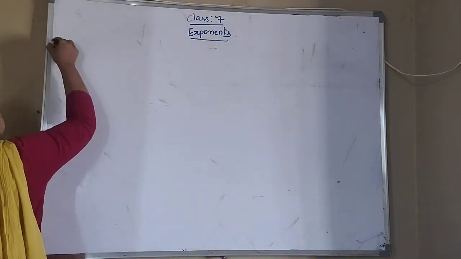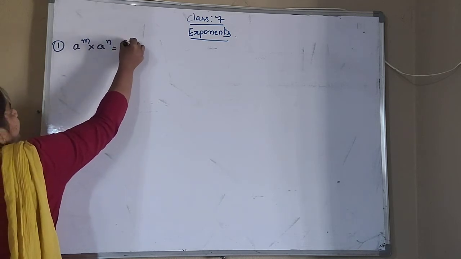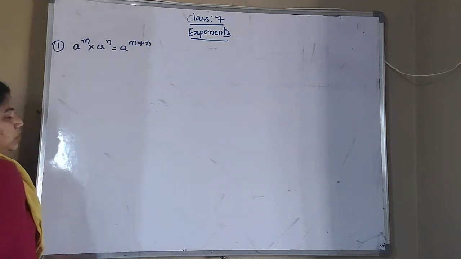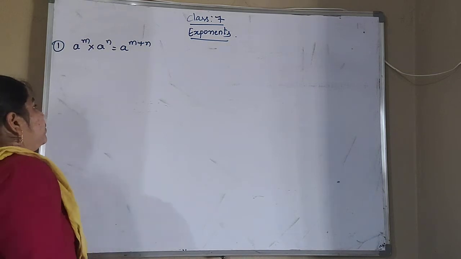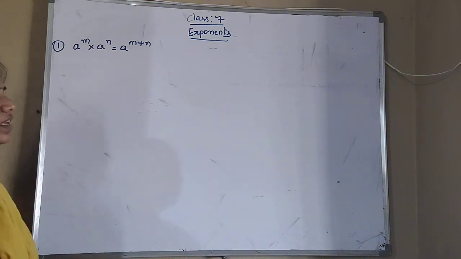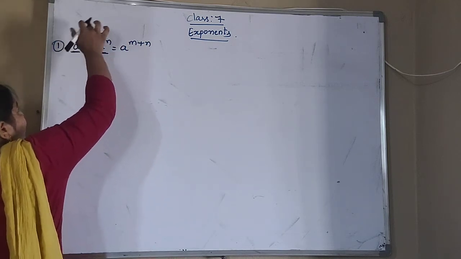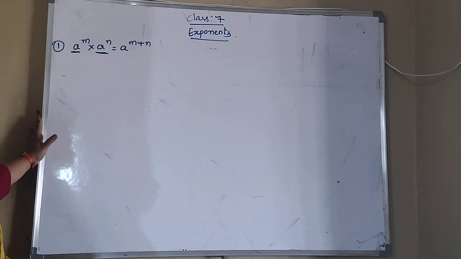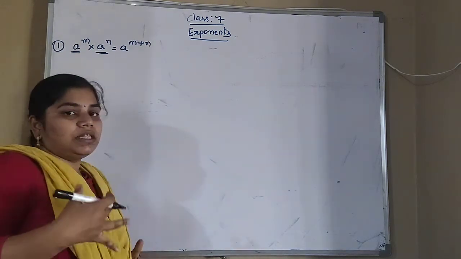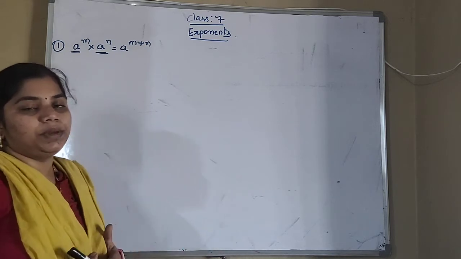So the first one: A power M into A power N is equal to A power M plus N. So what is the first formula? A power M into A power N is equal to A power M plus N. Here the bases are equal, A and A are the same, and the power values are different. If the alphabets are the same, the numbers will be the same. If the alphabets are different, the numbers will also be different.